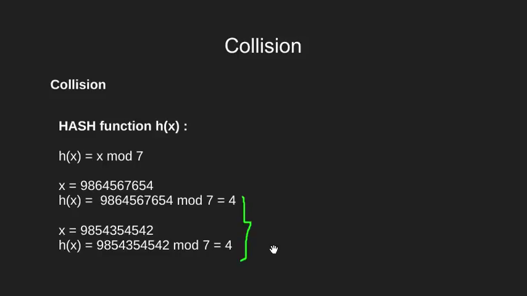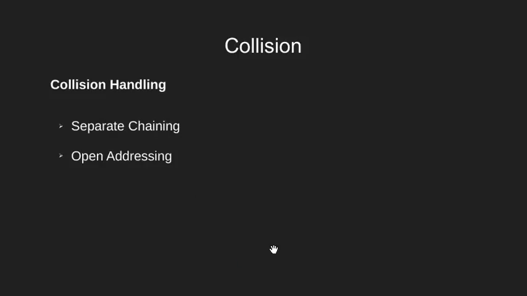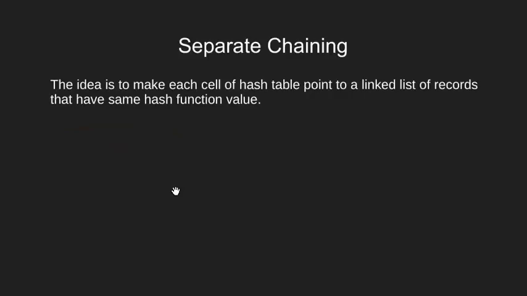Now to handle this collision, we have two techniques. The first method is separate chaining and the other is open addressing. In this video, we will discuss separate chaining. This technique of separate chaining makes each cell of the hash table point to a linked list of records that have the same hash function value. Now to understand this in detail, let's have a look at an example.